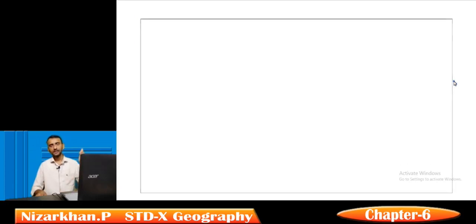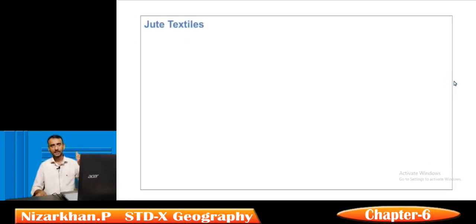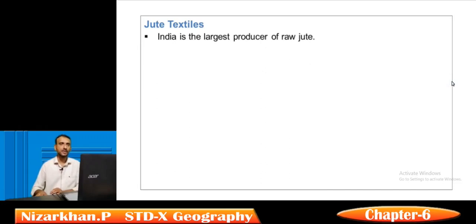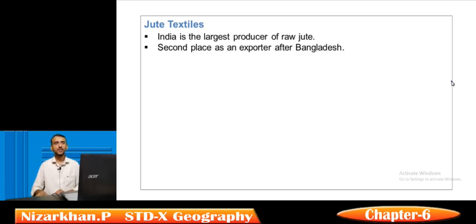Then, based on the classification, the first one is agro based industries. One example we are going to discuss is jute textiles. India is the largest producer of raw jute, and India is in second place as an exporter after Bangladesh. There were about 80 jute mills in India during 2010-11.